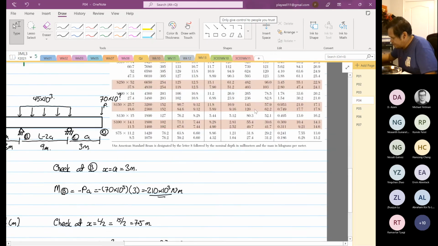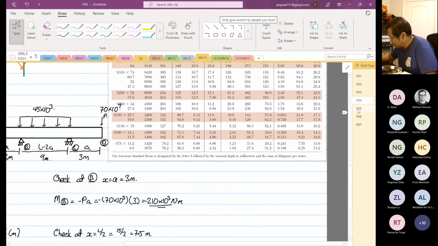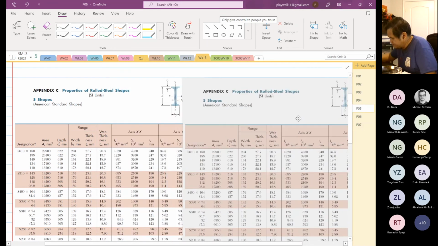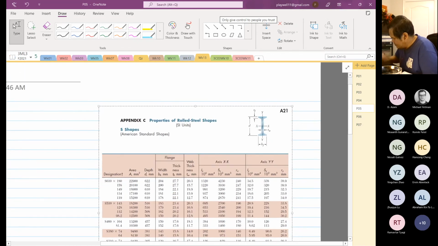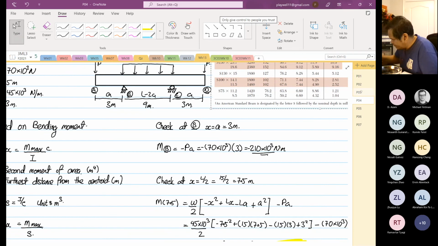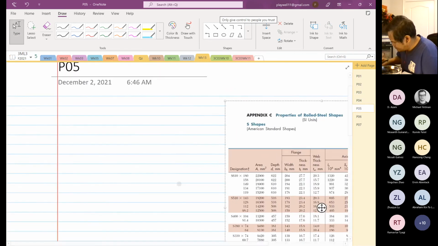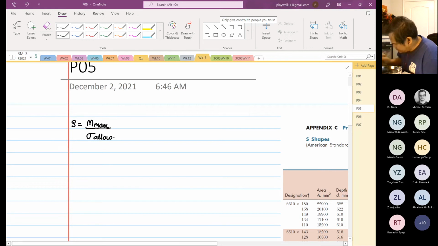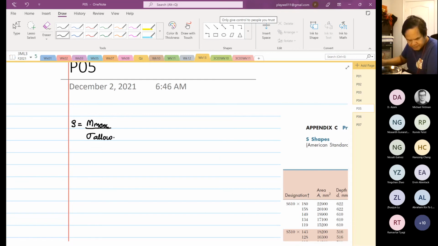Before we look at the table, we know our moment now. I'm going to put the table over here. And we are going to use the formula. Okay, we're going to calculate S is equal to moment maximum divided by stress allowable. Right, divided by stress.